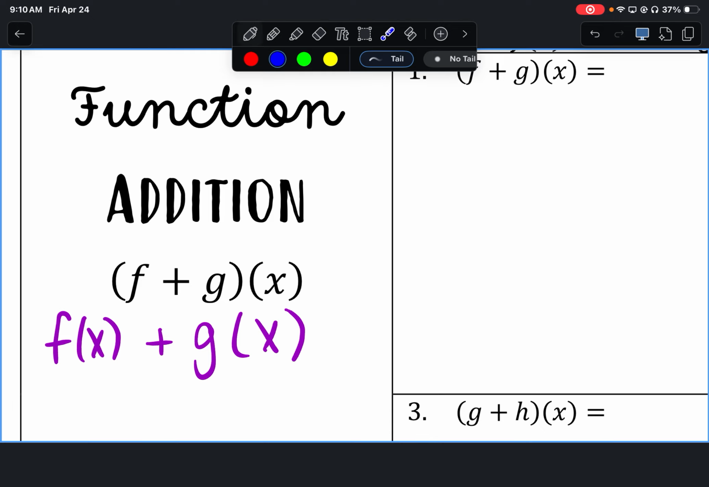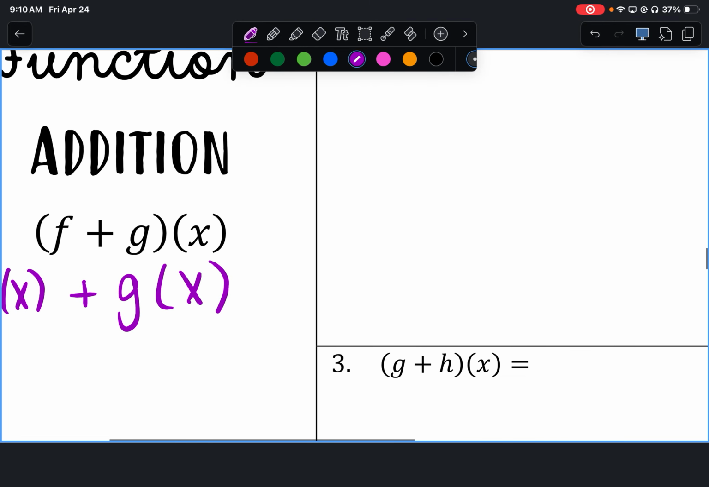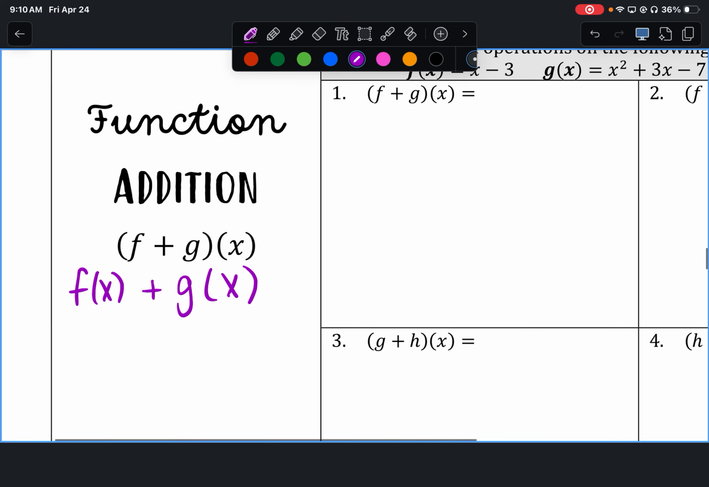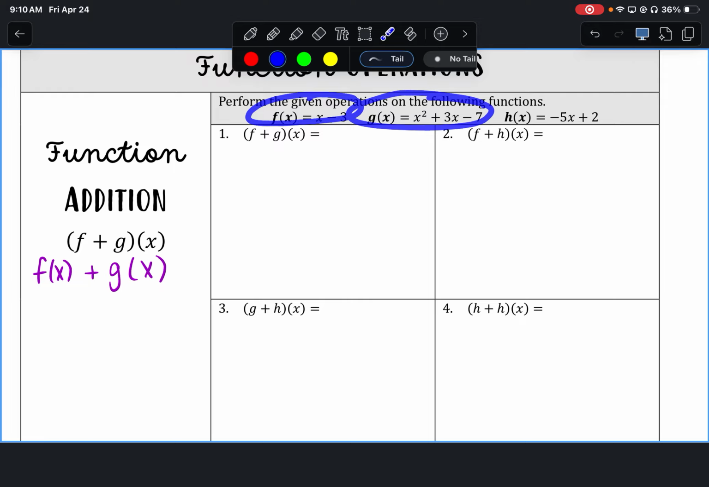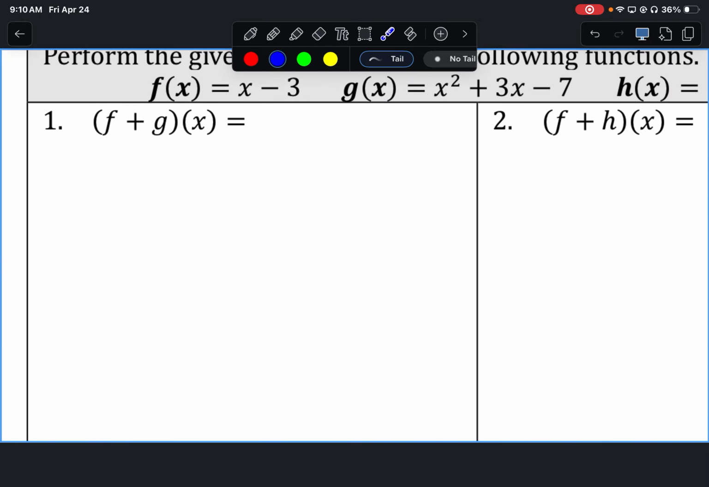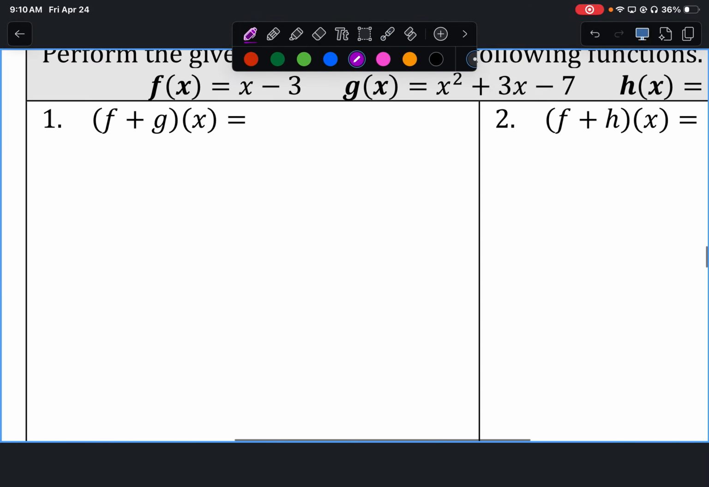So what we're going to do is go through these functions. For each of these sections, we have 4 problems. We are given function f, function g, and function h, and we're going to follow through the operations for those functions. We're going to start with number 1, which says (f plus g) of x.